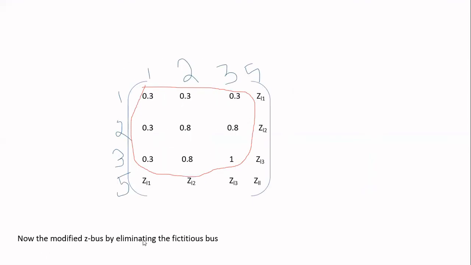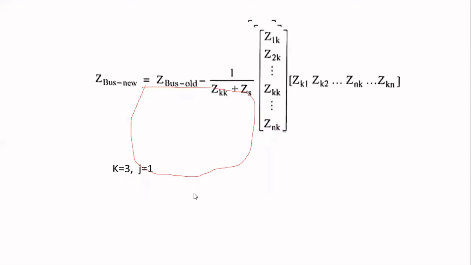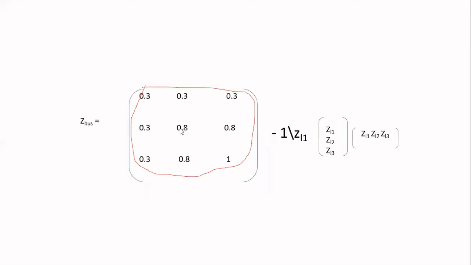Then we form the modified Z-bus building algorithm by eliminating this fictitious node. What is the fictitious node? ZL1, ZL2, ZL3 and ZLL are the fictitious node elements. Then we remove this node row and column, and this is the Z-bus old matrix. After forming the Z-bus old matrix, we calculate the Z-bus new matrix by using the step 4 procedure. This is the type 4 modification procedure. This is the Z-bus old matrix.